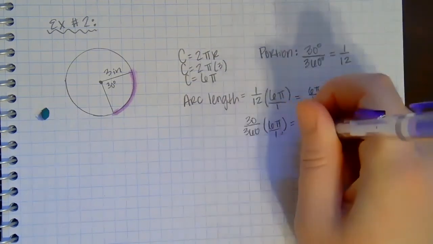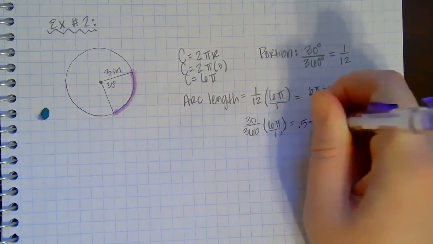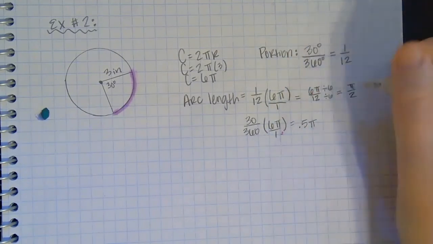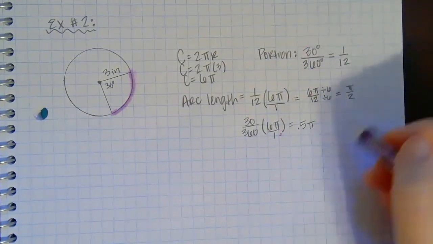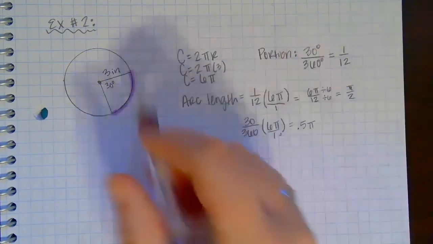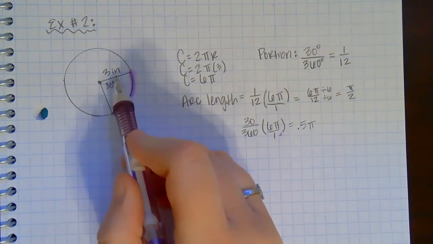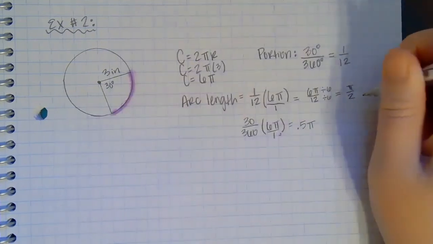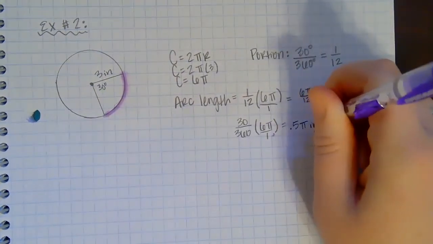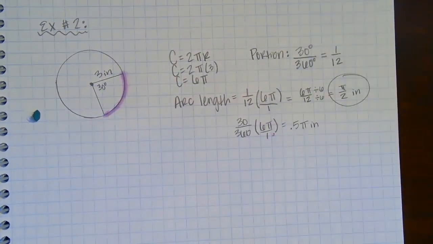So it doesn't matter which way you do this, okay? That's up to you. Whichever way you do it, make sure you put your units in. My units are inches, and again, it's just circumference, so it's just inches. Those are exactly the same answers. I prefer using fractions, but it doesn't really matter.